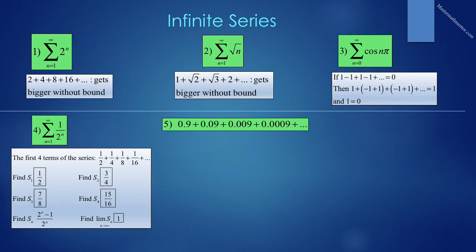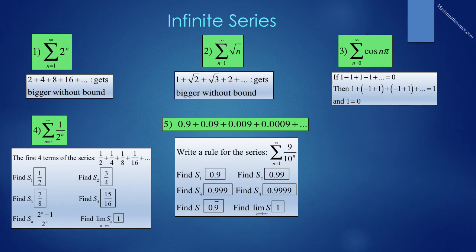S1 is the sum of the first term, which is simply 1/2. S2 is the sum of the first two terms, which is 1/2 plus 1/4 or 3/4. S3 is the sum of the first three terms, or 7/8. S4 is the sum of the first four terms, which is 15/16. It should be apparent that in each of these, the numerator is one less than the denominator. So the sum of the first n terms is (2 to the n minus 1) over 2 to the n. And if we look at the limit of S sub n as n approaches infinity, that is equal to 1. So the sum of the terms 1 over 2 to the n, where n runs from 1 to infinity, is 1.